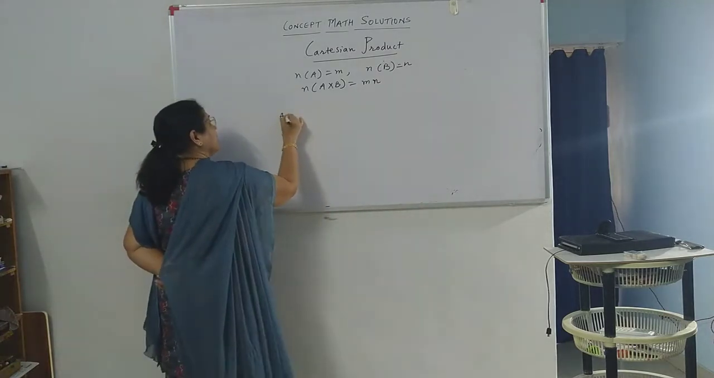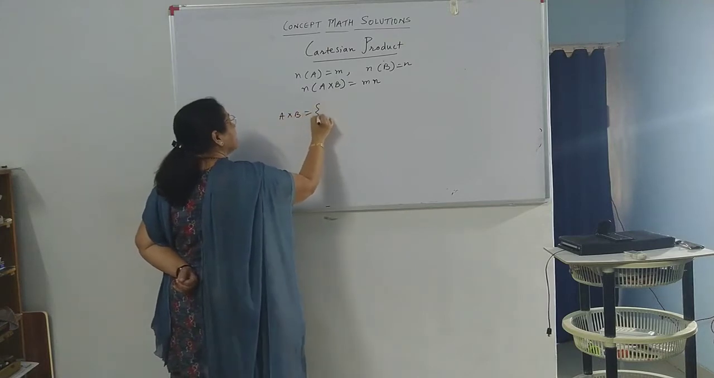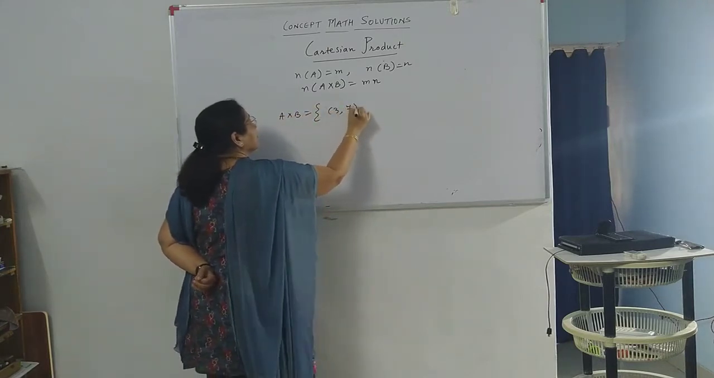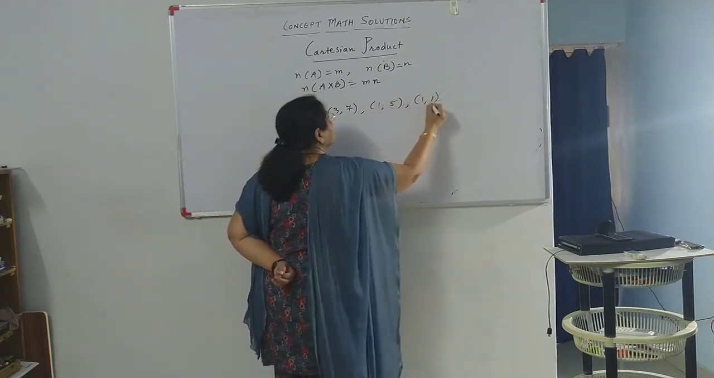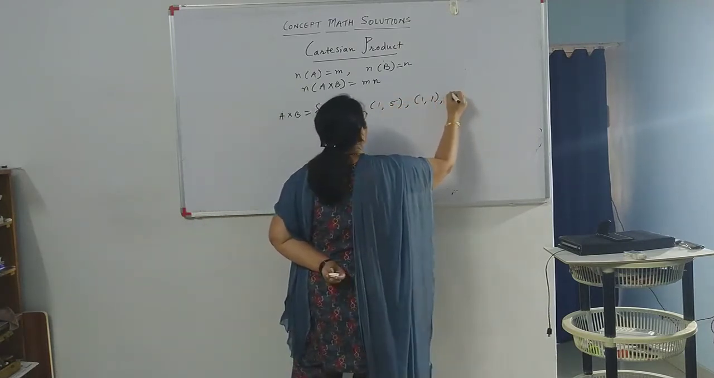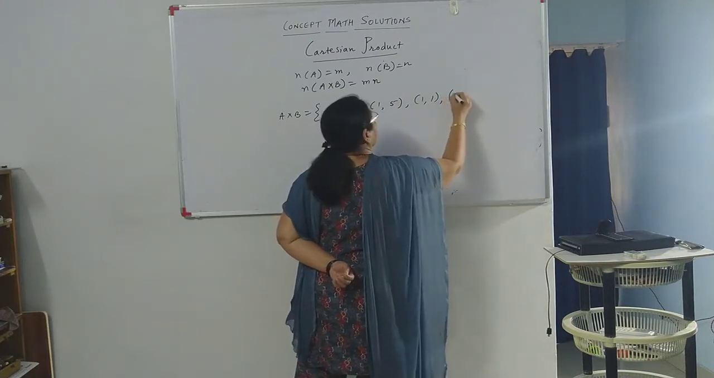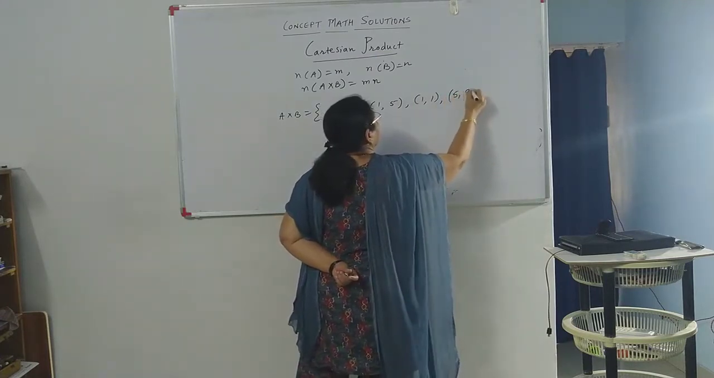This cross product, if the product of two sets is given, say, I am given now A cross B as, say, {(3, 7), (1, 5), (1, 1), (5, 9)}, right?